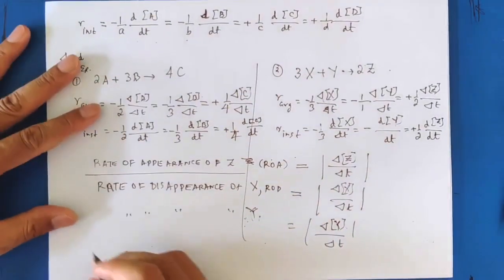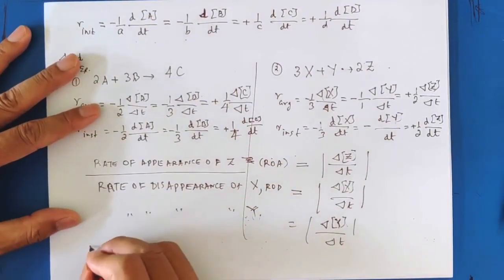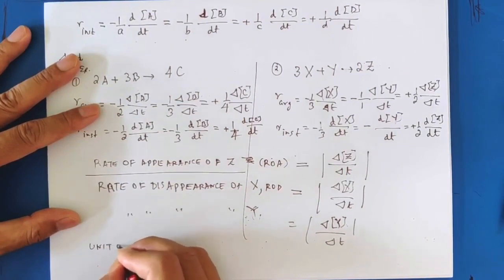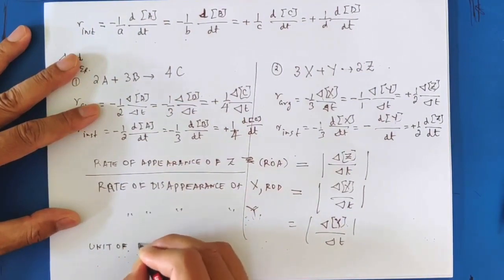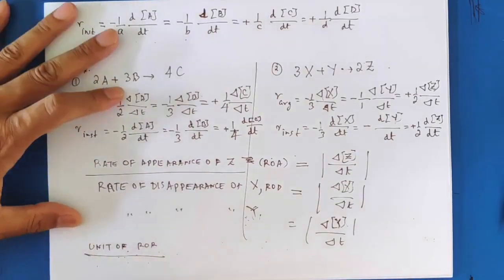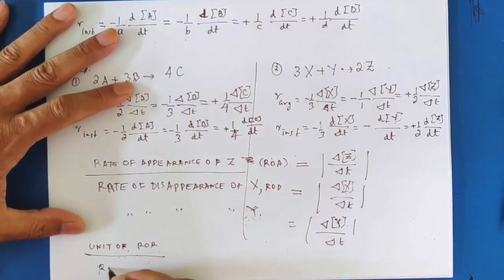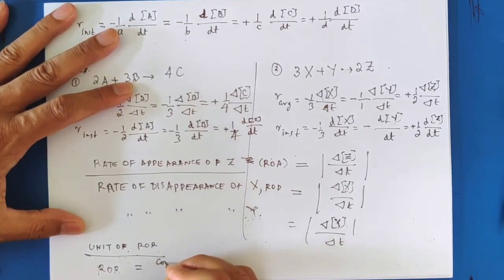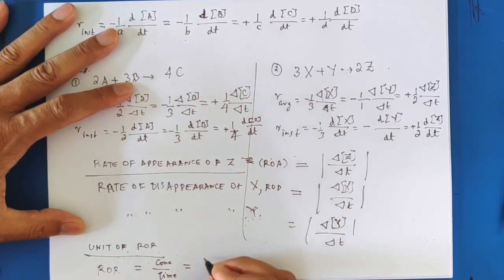Okay, good. Now we know the unit of rate of reactions and all. Unit of rate of reactions. Rate of reaction by definition is what? Change in concentration over time. Yes. Concentration in mole per liter.